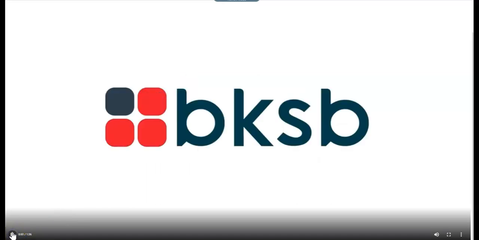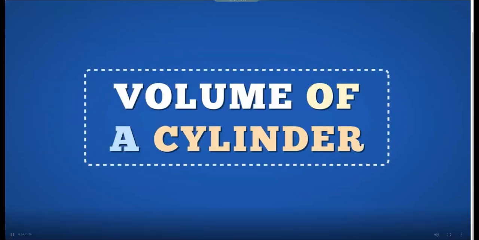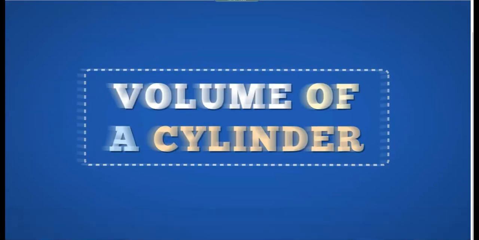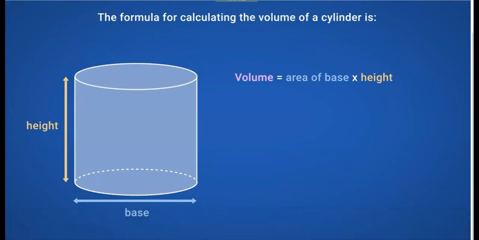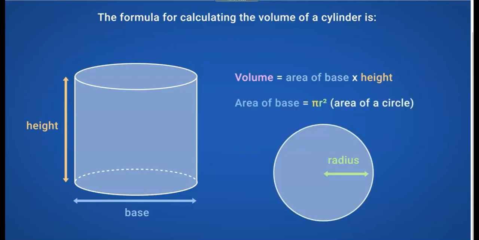Okay, as advertised, we'll now look at a video for volume of cylinder. Volume of a cylinder. The formula for calculating the volume of a cylinder is volume equals the area of the base multiplied by the height. To calculate the area of the base, we use the formula pi r squared, the formula for calculating the area of a circle.